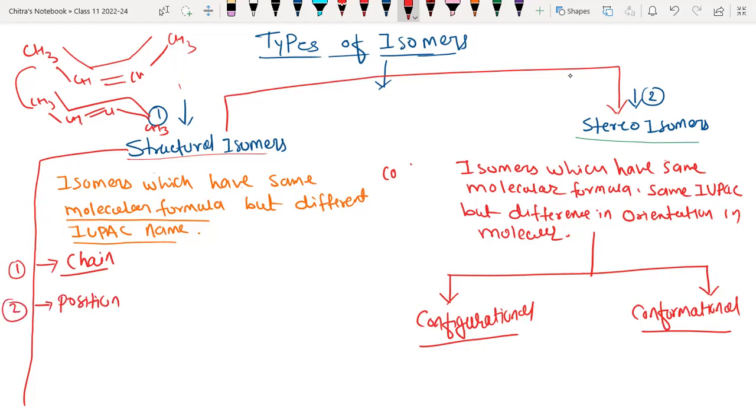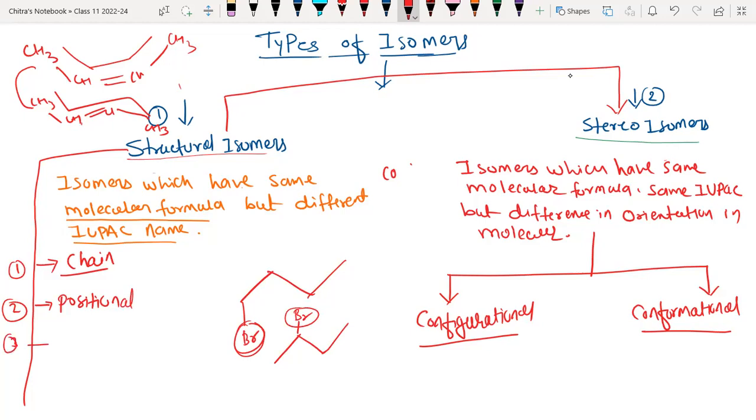So position isomers means what? Suppose here we have a 4 carbon chain, and on the first carbon we have bromine. But bromine can be on a different position over here. So there is a difference in position of bromine, due to which the IUPAC name is going to change. Here we have 1-bromobutane, and here we have 2-bromobutane. So in the structure there is a difference in position of substitution, hence they are positional isomers. Understood?